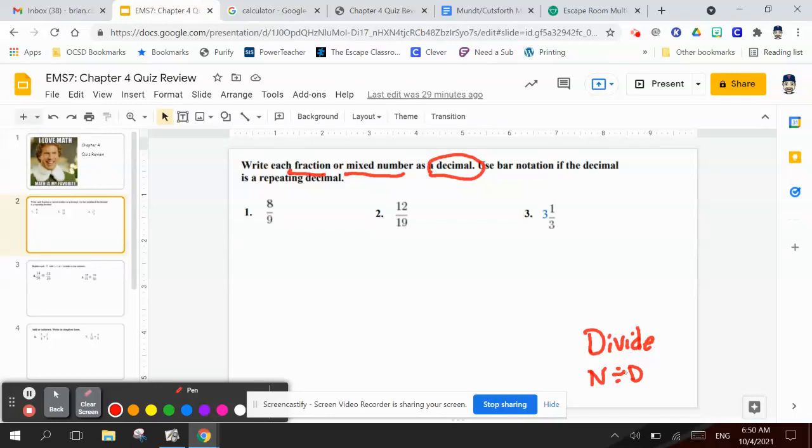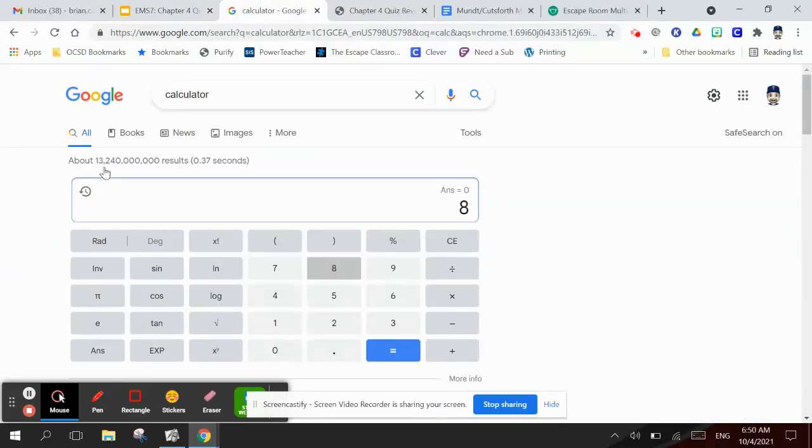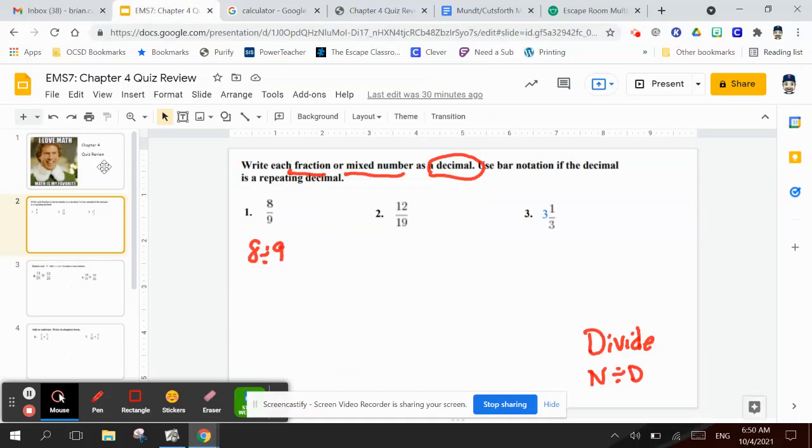So when I look at number 1, 8/9, to change that from a fraction to a decimal, I'm going to take 8 divided by 9 on my calculator. I get 0.88888888. So what number is repeating? Well, that would be this 8 right here. So to write that as a decimal would be 0.8 with a bar over the top. That shows that it's repeating.